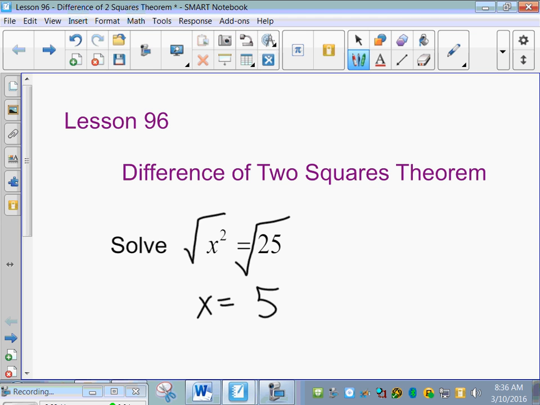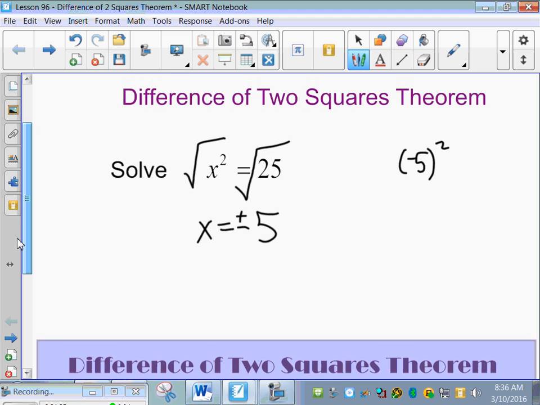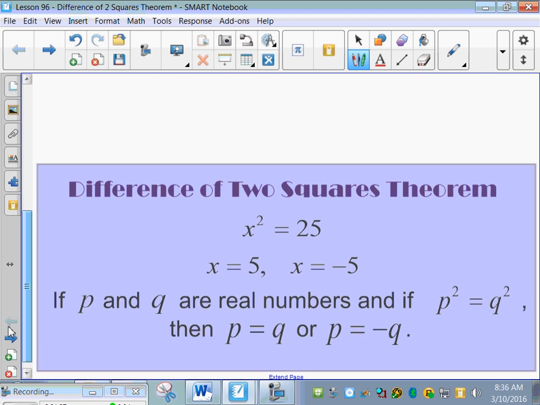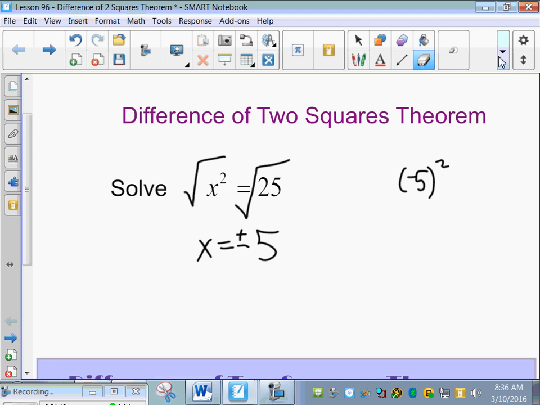What's the other one? So remember that negative 5 squared in parentheses, which is what it would be if you substituted it in, is also positive 25, right? So whenever you do it the square root way, it's plus and minus 5, all right? But the way that we're going to do it today is with the difference of two squares theorem, which is the way that Drew was talking about.